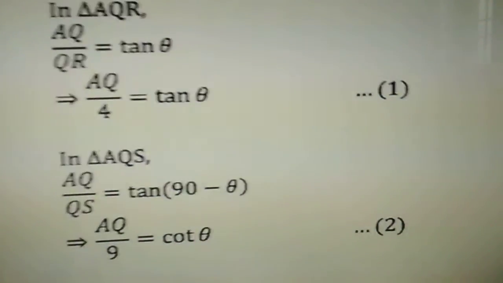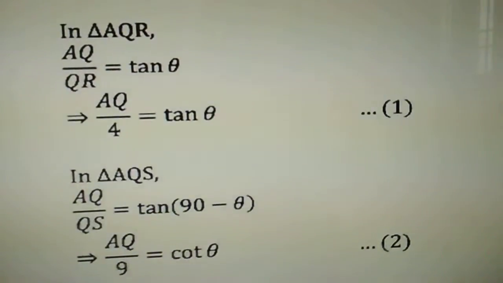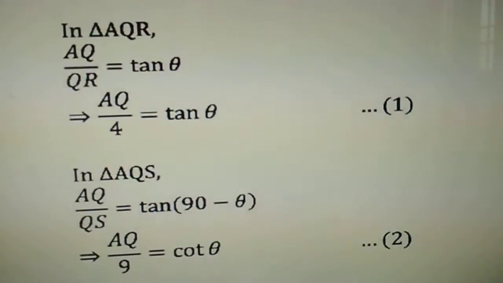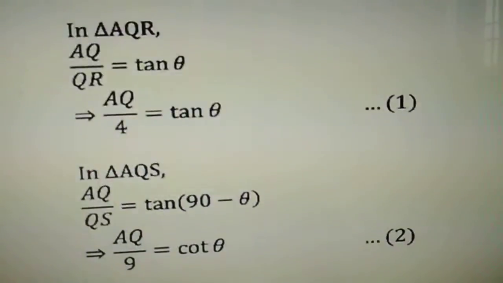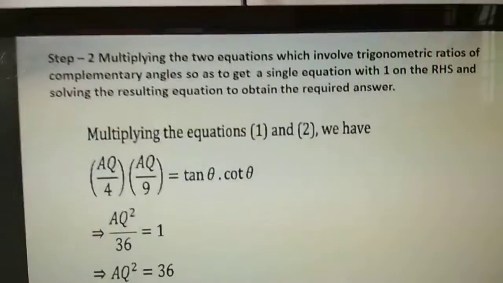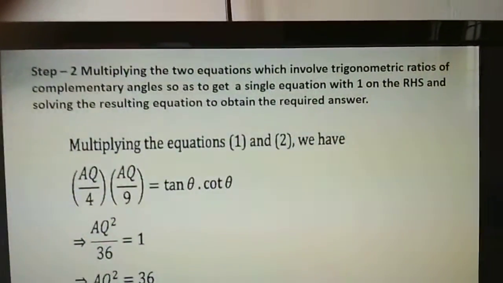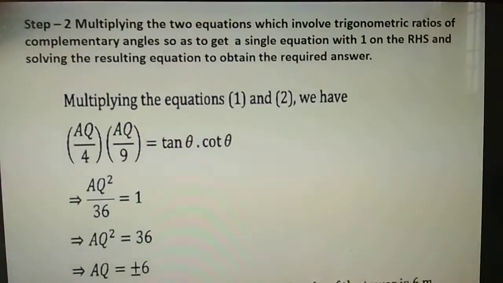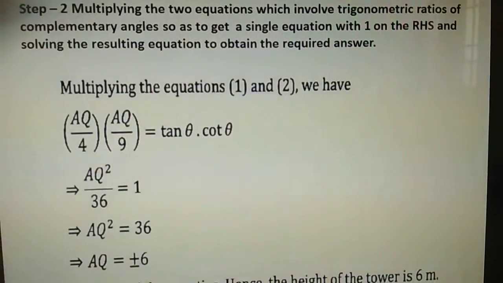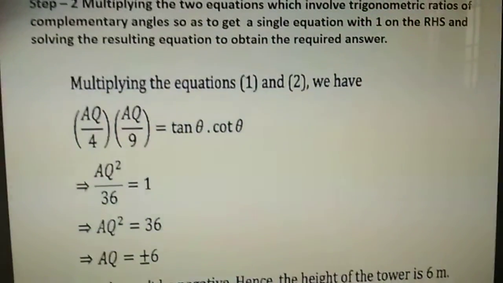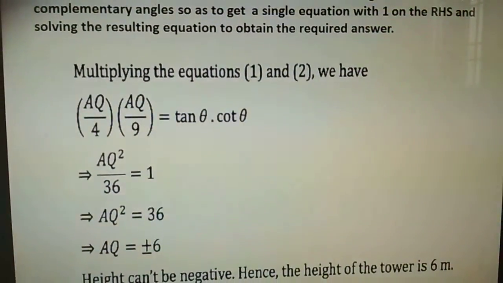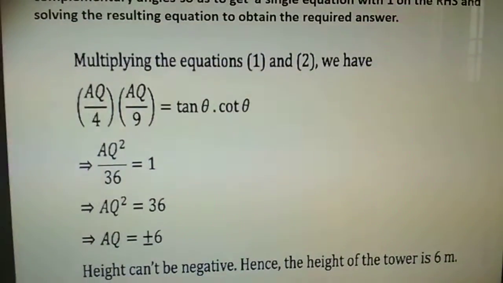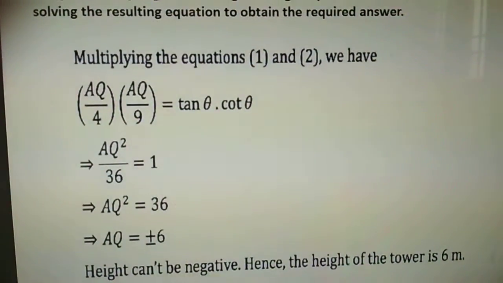Now we have two equations. AQ by 4 is equal to tan theta, equation number 1, and AQ by 9 is equal to cot theta, equation number 2. Now, coming to step 2, we multiply these two equations which involve the trigonometric ratios of complementary angles so as to get a single equation with 1 on the RHS, because we know that tan theta into cot theta is 1. Cot theta is 1 by tan theta, so tan theta will get cancelled.